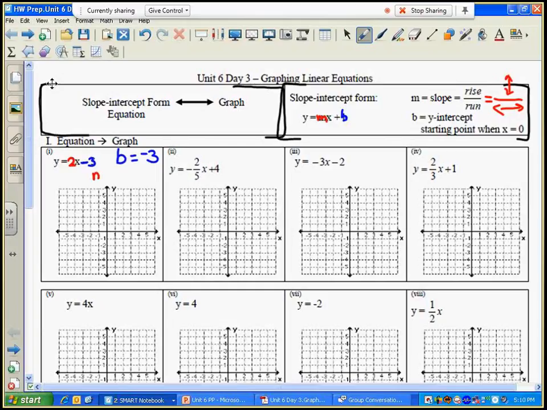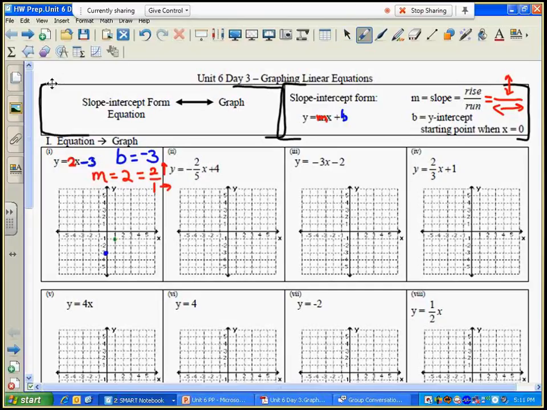Remember, this is a ratio, so it needs to be a fraction. So change that 2 into 2 over 1. That's going to tell us that from our starting point of negative 3 we're going to go up 2, right 1. So let's do so. All right, so starting point of negative 3. Then we're going to go up 2, right 1.